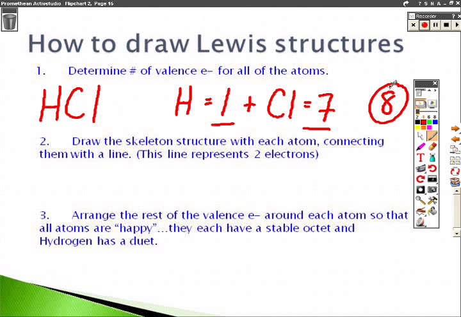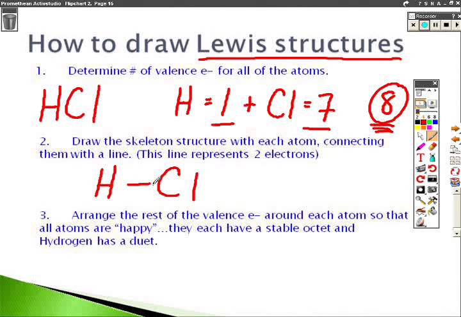To have a Lewis dot structure for a covalent bond between hydrogen and chlorine, you need to use all these 8 electrons. My next step is to draw H and Cl and connect them with a line. How many does that represent? If you said 2, you're right. Okay, and so I'm done with step 2.